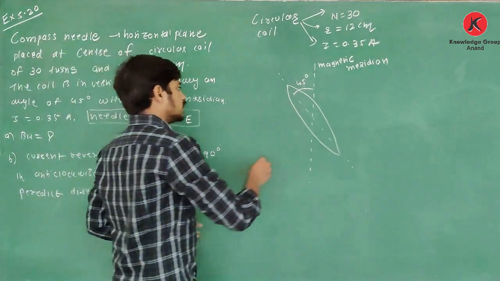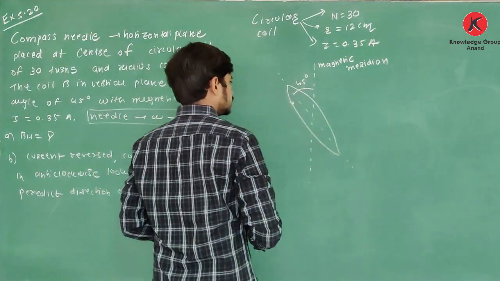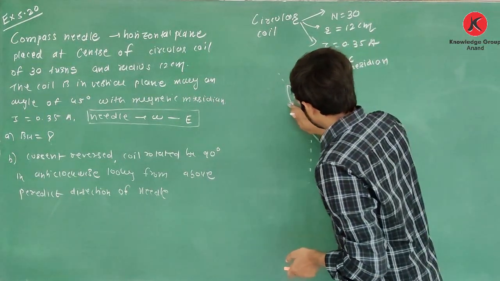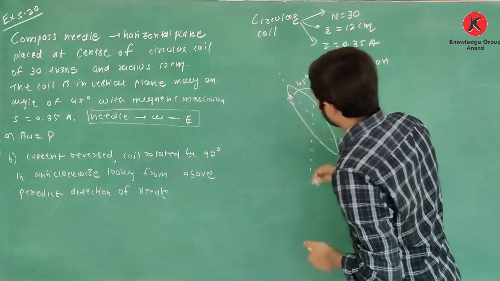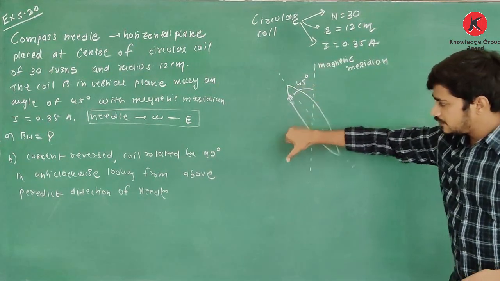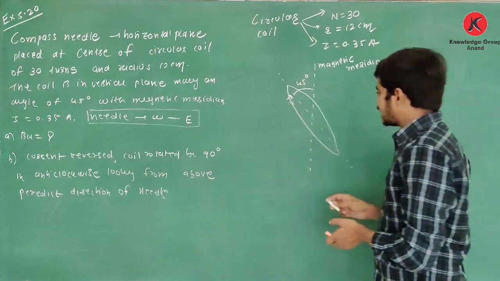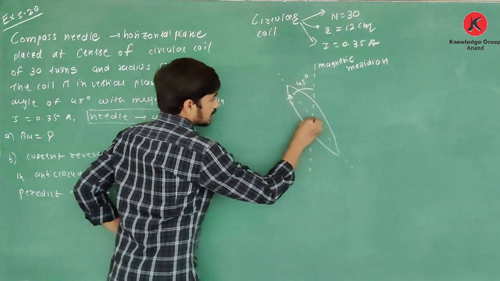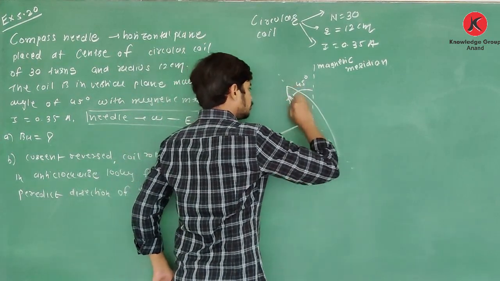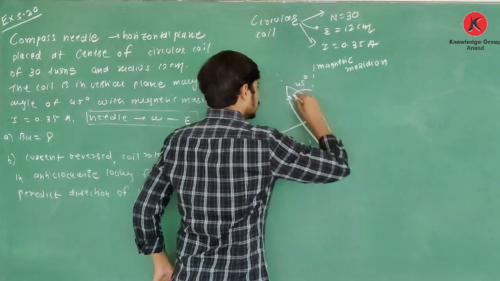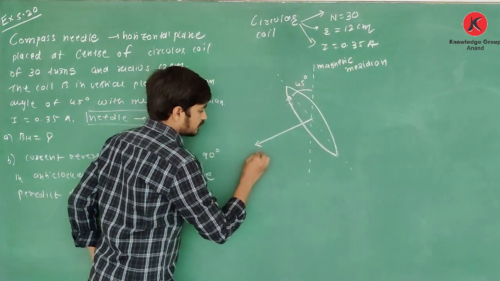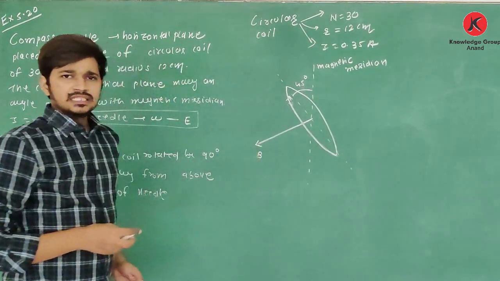Now let the current going through this coil be in this direction. So due to this current carrying loop, on its axis, the magnetic field produced, B, is in this direction.